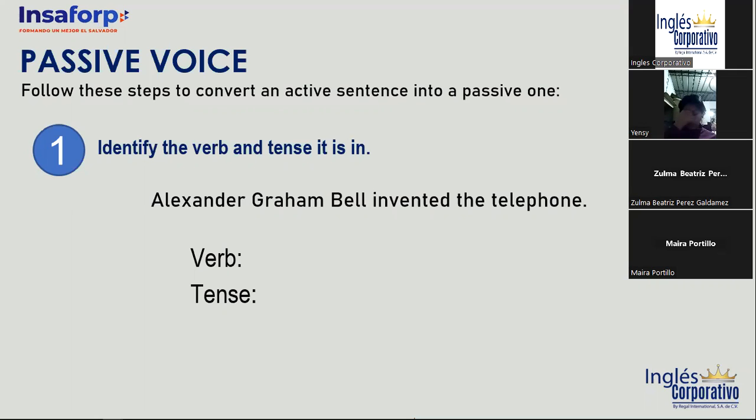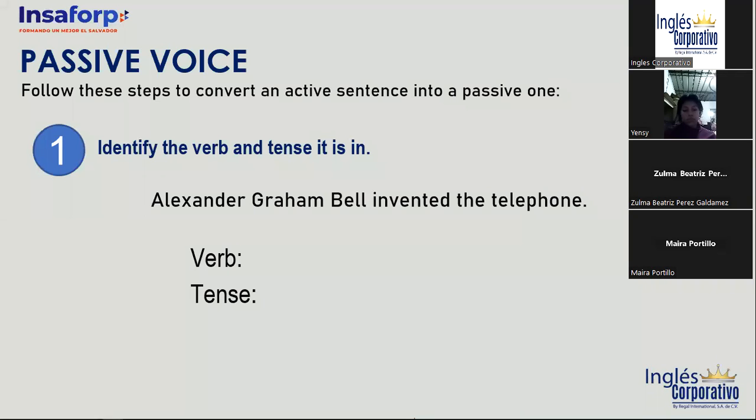Entonces tenemos aquí passive voice. Follow these steps to convert an active sentence into a passive one. Yo sé que habían pedido links, pero aquí vamos a tener una serie de oraciones que las vamos a estar compartiendo de la activa a la pasiva. Okay? So here it says, follow these steps to convert an active sentence into a passive one.